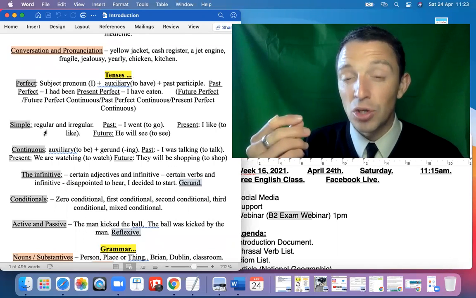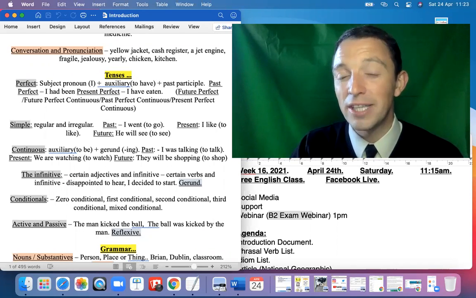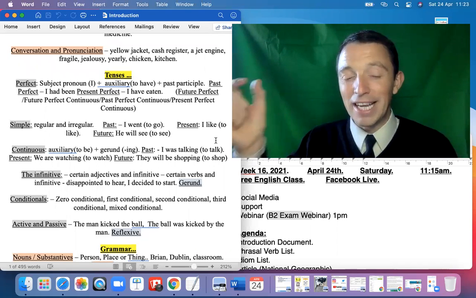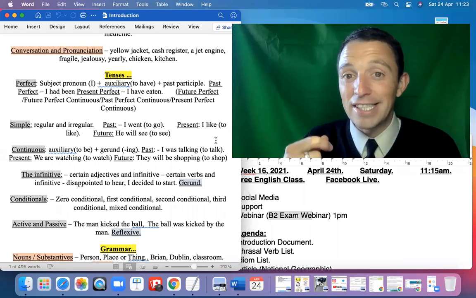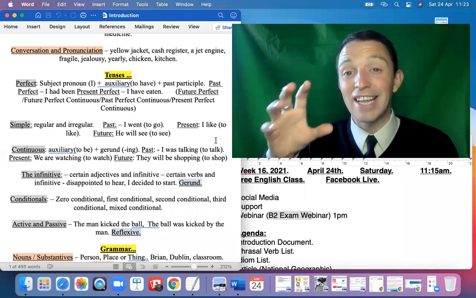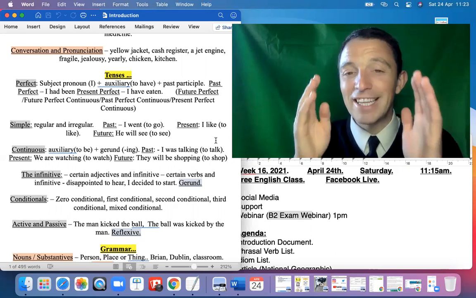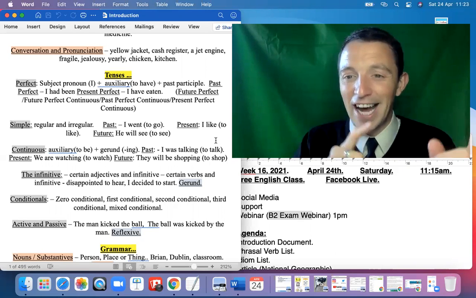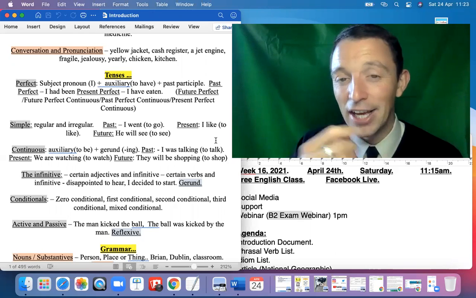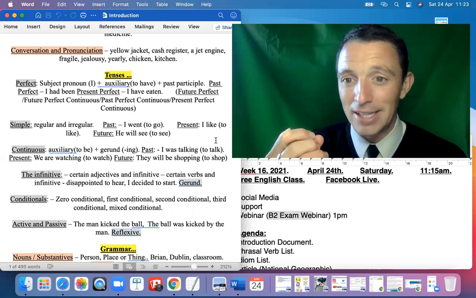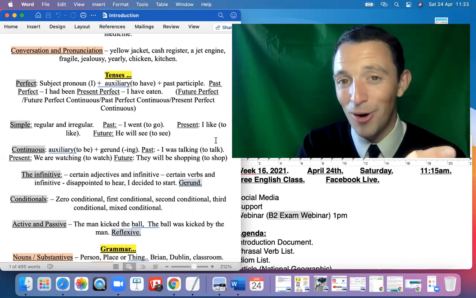Tenses. In English, it's important to be familiar with the different tenses. We speak in the present, we speak in the past, and we speak in the future. For this reason, at the beginning, it's necessary you understand the different concepts. For example, the simple, the perfect, the continuous, the infinitive, the conditionals, the active, and the passive. On this list, you can see the very, very important terms, and it's your responsibility to research more.